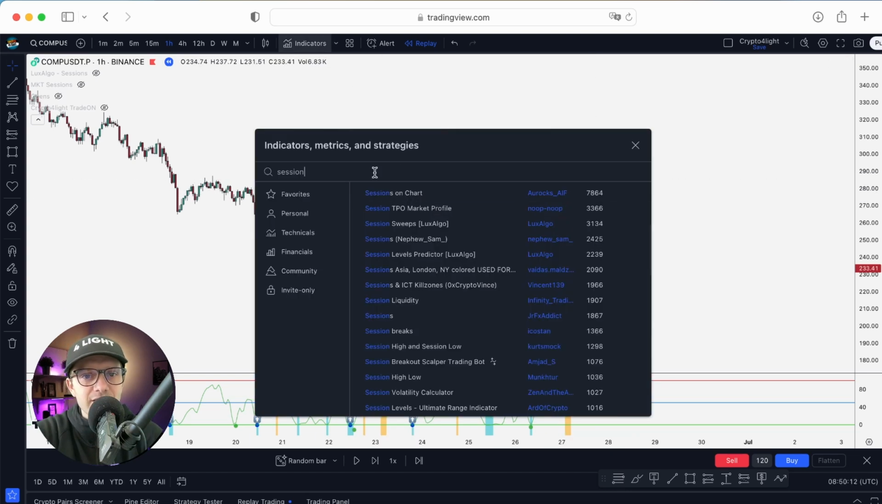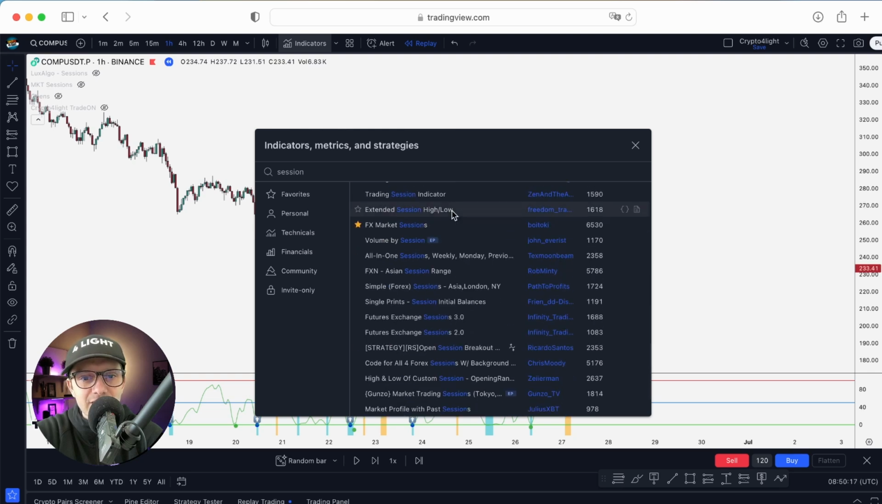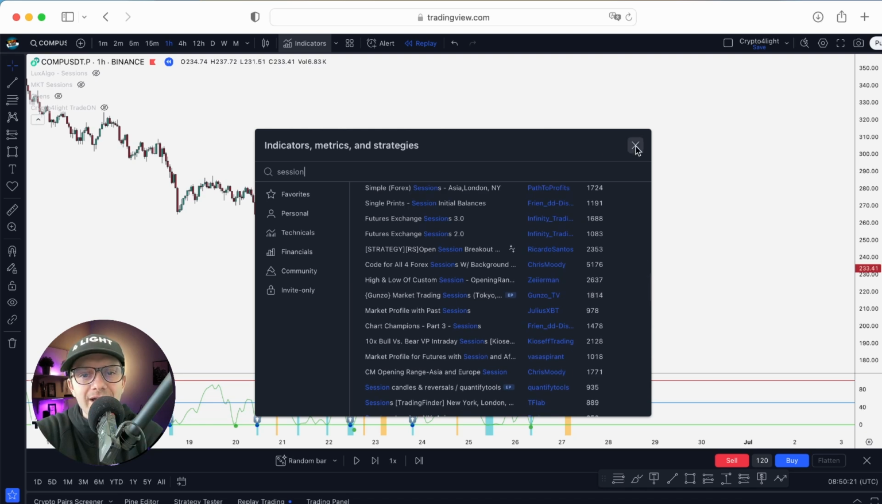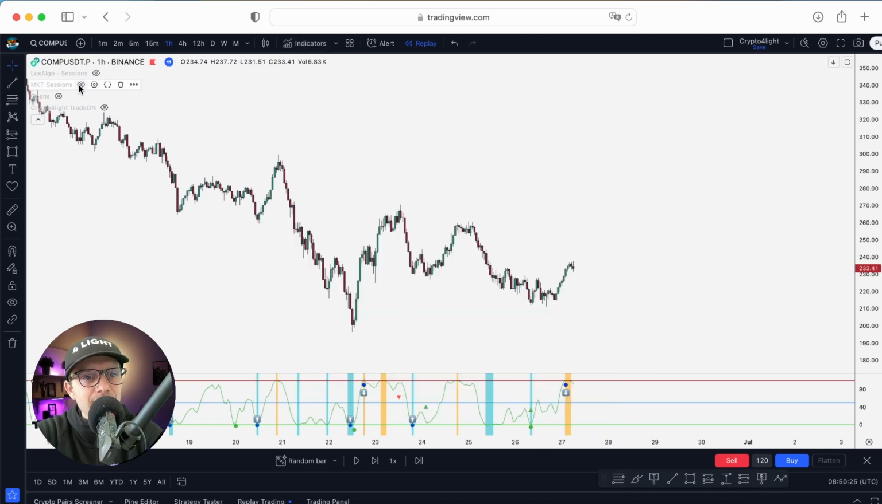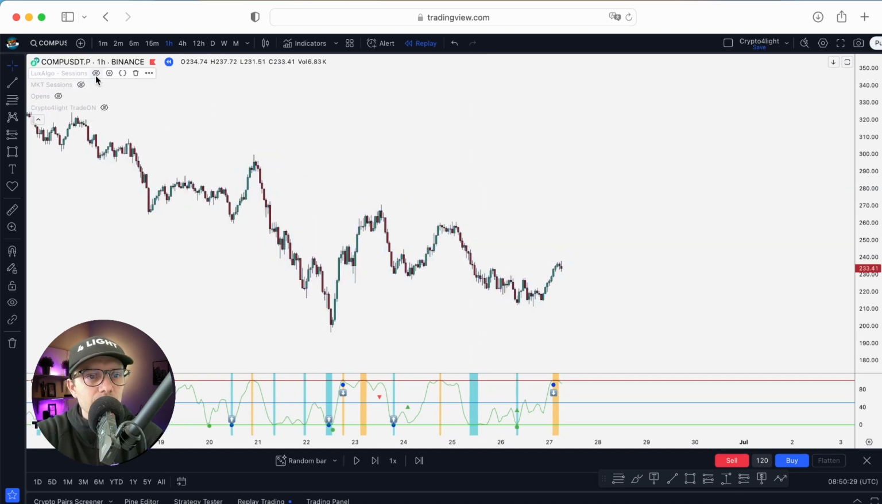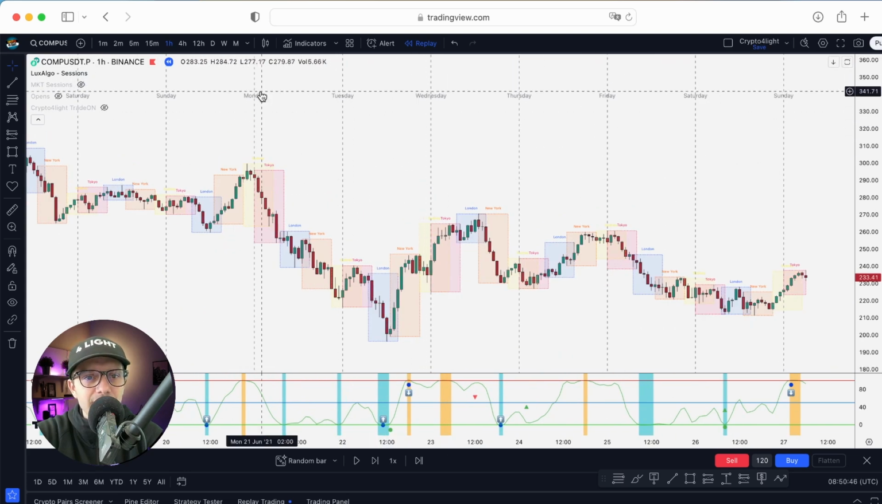Go to indicators, type "session", and you'll find a lot of session indicators here. Just mark what you would like to use. All of them are almost the same. I use the MKT session indicator, this one, and the Lux Algo session, this one. Both of them show absolutely the same information. There is no magic or so. Also, the session indicator is just about a session, not about signals. Here on Lux Algo, you can identify the days.